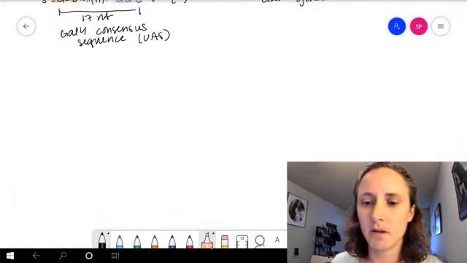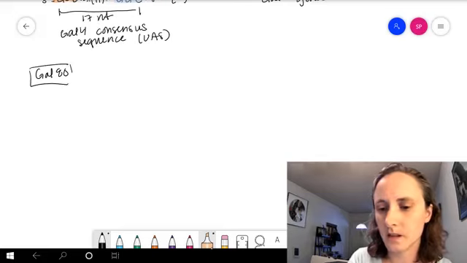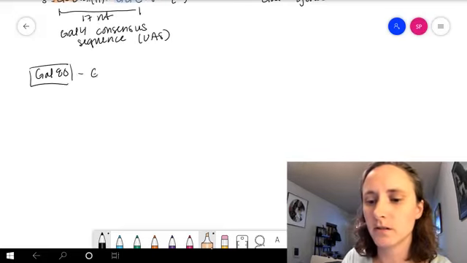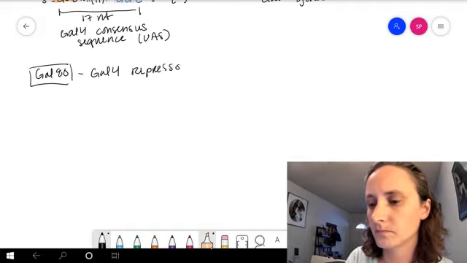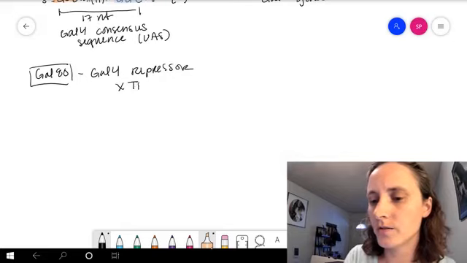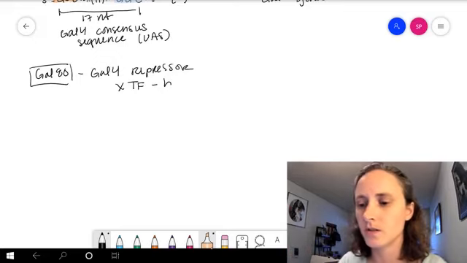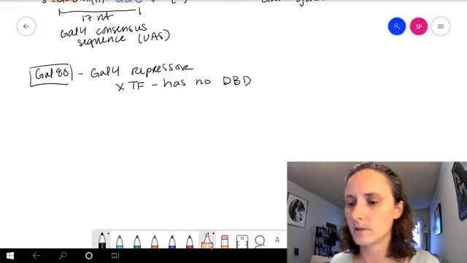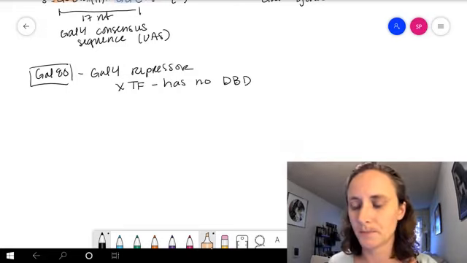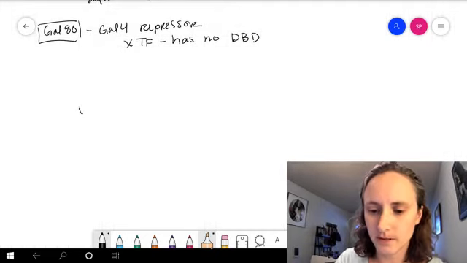Now I want to tell you about Gal80. Gal80 is a Gal4 repressor. It is not a transcription factor because it has no DNA binding domain. However, it does indirectly regulate transcription, so it's a little confusing. Transcription factors must bind DNA. Well, let's see what it looks like. So to see what Gal80 looks like, we had to first draw Gal4.